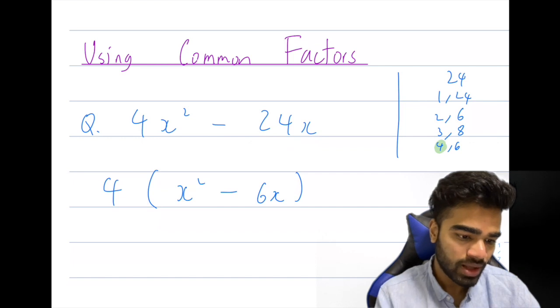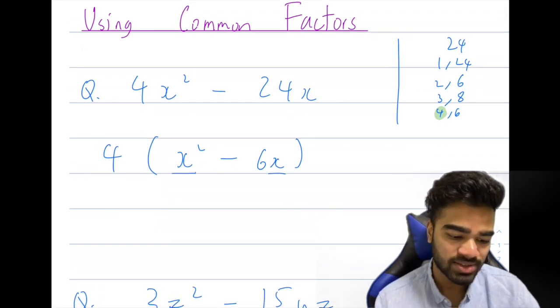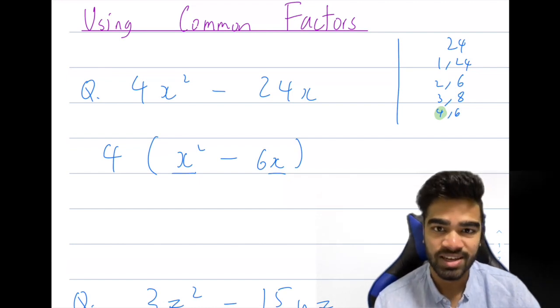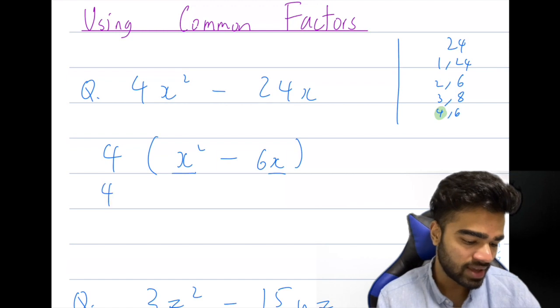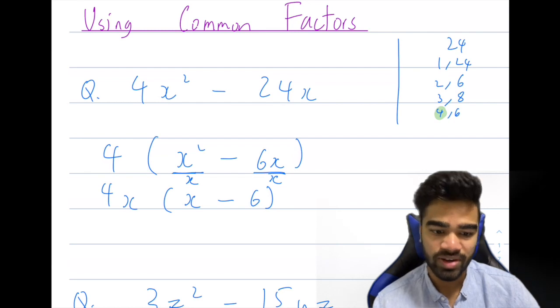Okay, next. Is there any other common factor? Well, we're done with the numbers, so let's look at the letters. The common factor between both the x squared and the x is x. X is a common factor, so you can take the x out. So you take this divided by x. X squared divided by x is just x. Minus, you divide this by x. 6x divided by x is just 6. So that's your final factorization.